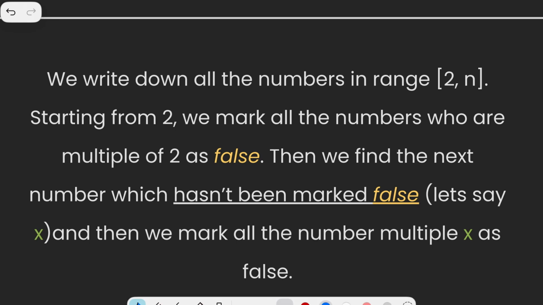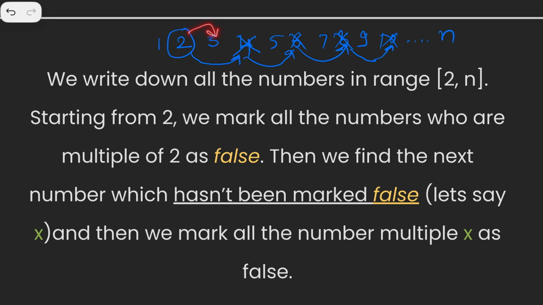So the algorithm is that we write down all the numbers. We have 1, 2, 3, 4 till n. Then we start from 2 and we mark all the multiples of 2 as false. This will be false, this will be false, 8 is also going to be false, and 10 is also going to be false. Then we will go to the next number, which is 3.